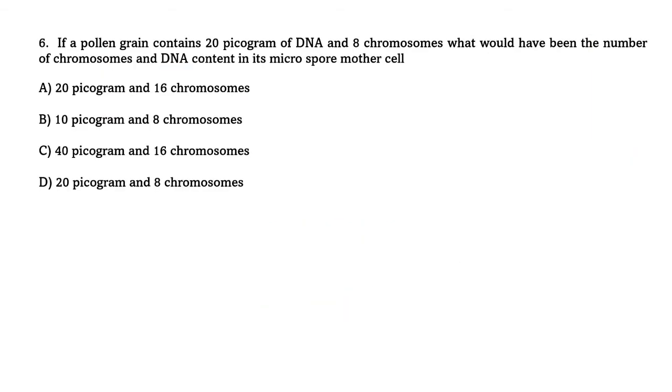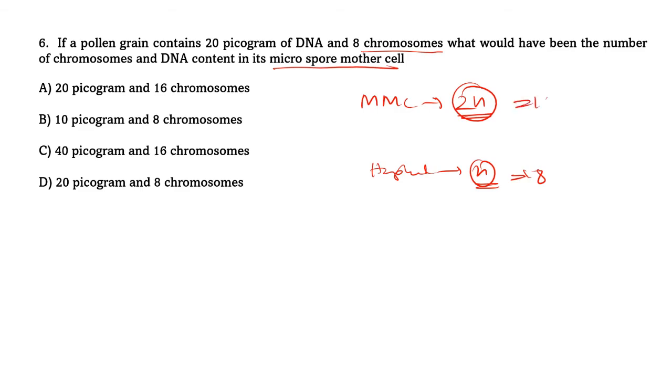Next one. If the pollen grain contains 20 picogram of DNA and 8 chromosomes, what will be the number of chromosomes and the DNA content in the microspore mother cells? As we know, the microspore mother cell is a diploid cell, so it is 2n. The pollen grain is haploid and will have only n. So if n is equal to 8, 2n should obviously be equal to 16. So this is clear now.